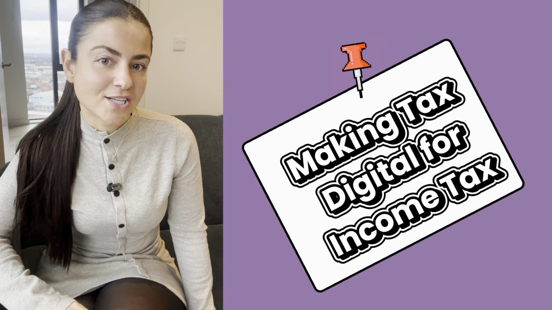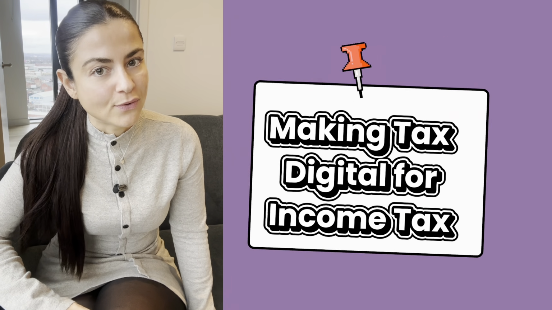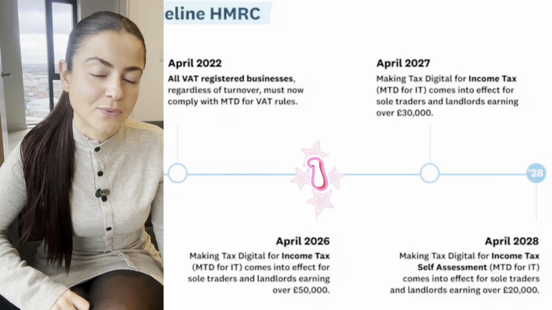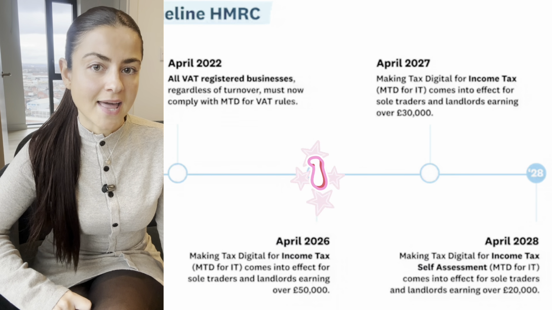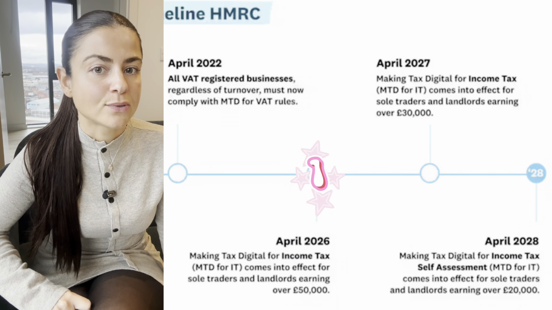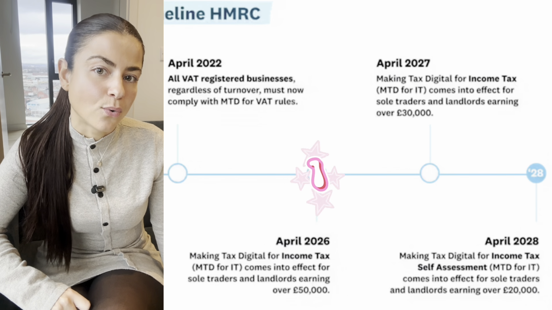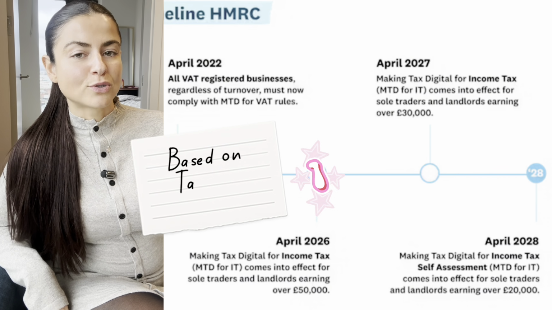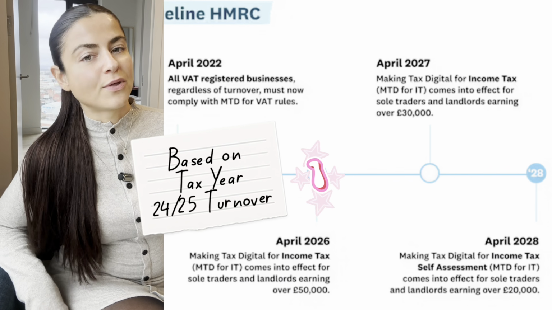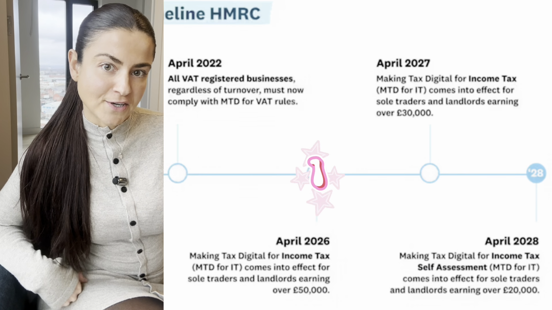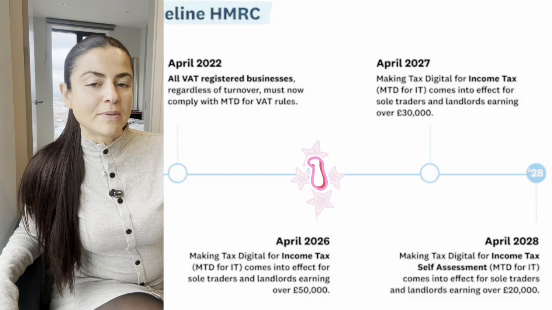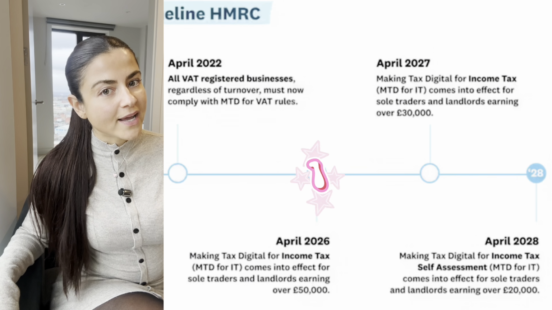The next tax change on the MTD agenda is of course income tax, and this is being rolled out in 3 phases. Phase 1 starts April 2026, and this is for anybody that earns £50,000 or more as a sole trader or a landlord. That is based on the tax return for the year ending April 2025, so the one that was due for the 31st of January 26. If you're below the 50k mark, then you'll likely be joining in either phase 2 or phase 3.